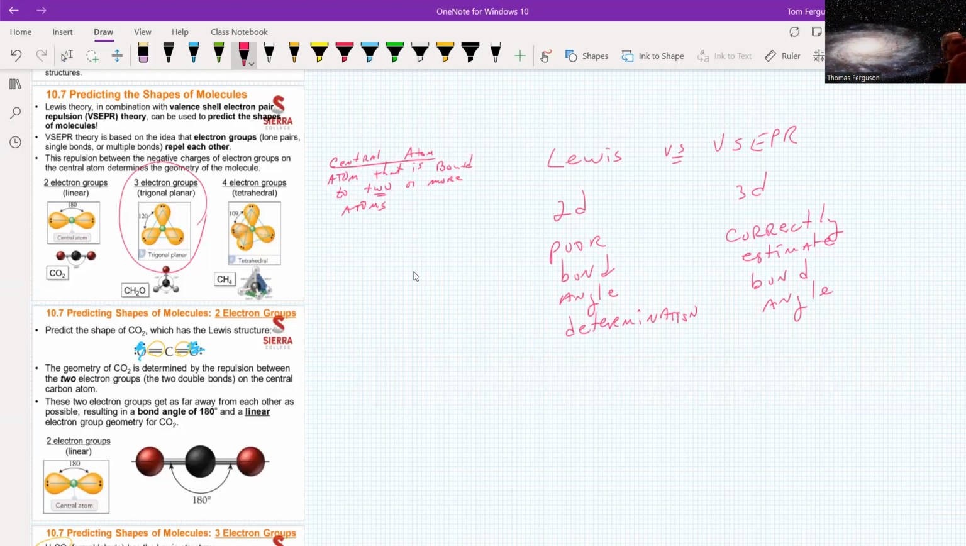Lewis structures, the bond angle predictions are very poor, very inaccurate. Where VSEPR, they're fairly accurate.